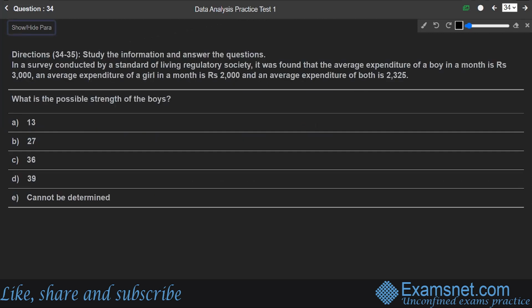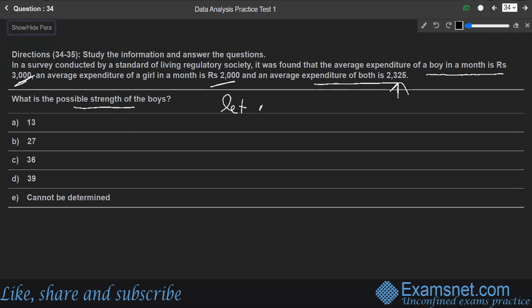Now, in a survey conducted by a Standard of Living Regulatory Society, it was found that the average expenditure of a boy in a month is rupees 3,000, and the average of a girl is 2,000, and the average of both of them is 2,325 rupees. Okay, and we are supposed to find out what is the possible strength of boys. This is what we're supposed to find out.